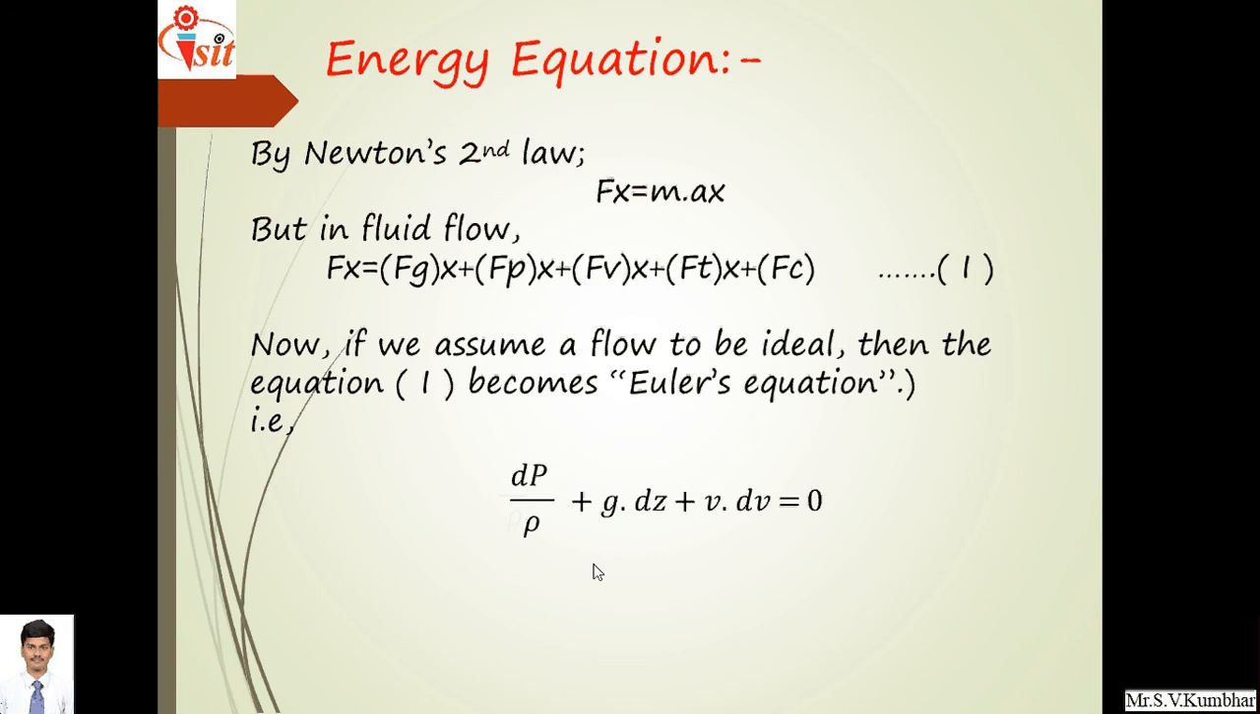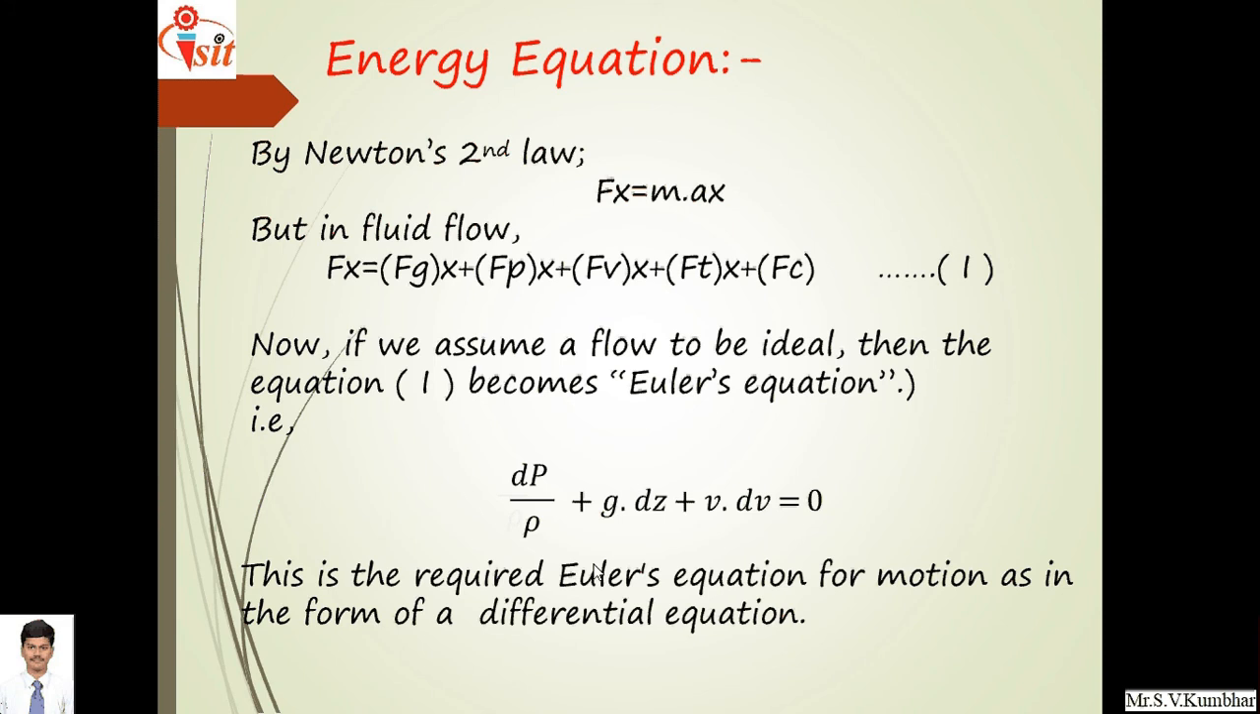rho plus G dz plus V dV, which is equal to 0, that we had already studied in fluid mechanics. This is just a revision. This equation is known as Euler's equation of motion, in the form of a differential equation. Now if you integrate this Euler's equation, we will get Bernoulli's equation, which is known as the energy equation in fluid mechanics, and it is based on the law of conservation of energy.